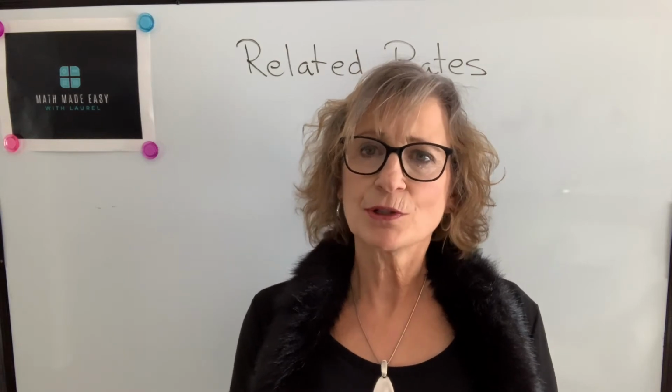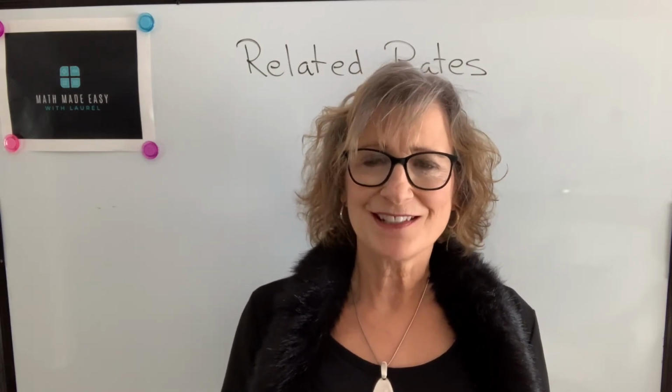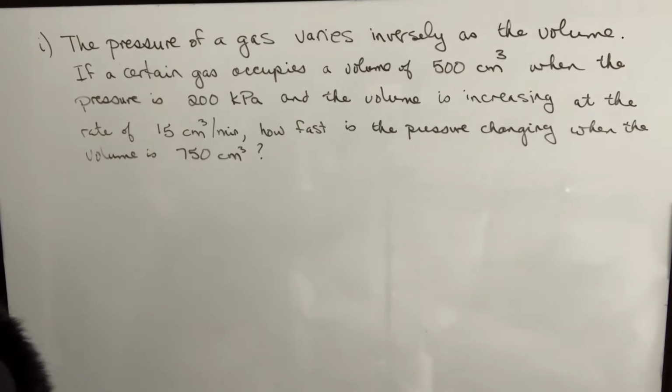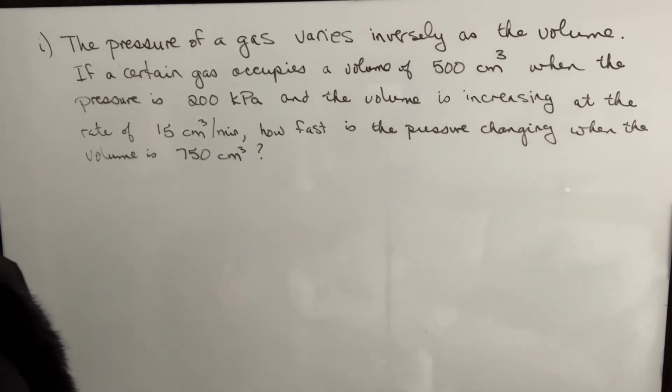So I want to take a look at 3 examples in this video of typical related rates questions you may see. So let's get started. In this first question, it's one of the gas laws. It says the pressure of a gas varies inversely as the volume. And then it tells us that the volume is 500 cubic centimeters when the pressure is 200 kilopascals. And we know that the volume is increasing at a rate of 15 cubic centimeters per minute. It's asking us how fast is the pressure changing when the volume is 750 cubic centimeters.